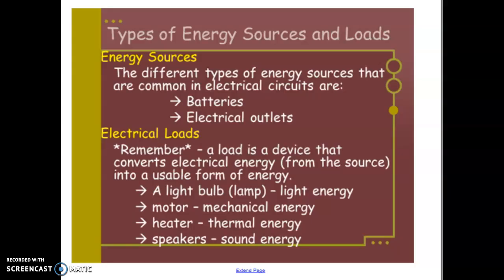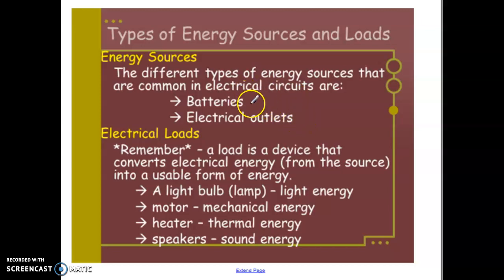All right. So I've already mentioned a lot of the points that are already on this, so we'll go through this quickly here. So energy sources. Energy sources is essentially what gives us our electrons. So we have batteries, and of course we know we can get electricity from an outlet. Now, the type of electricity we get from the two of these is going to be different.